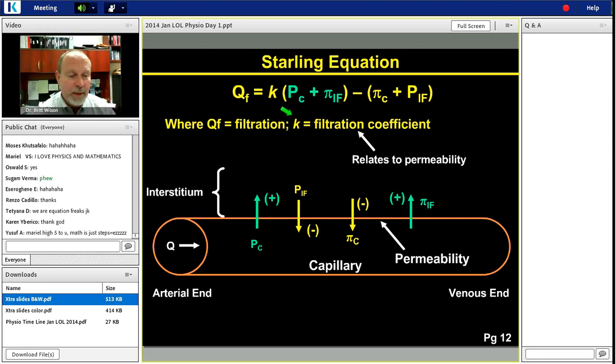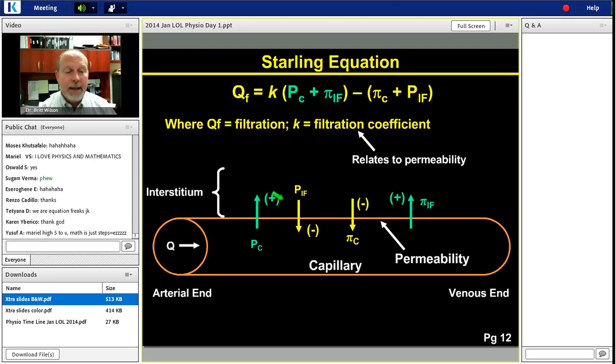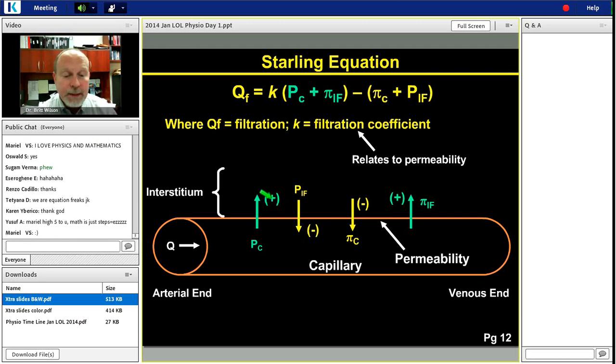You won't have to calculate a Kf on Step 1. But do know, the greater the capillary permeability, the more likely you're going to have filtration. So if I increase capillary permeability, I'm going to promote filtration. That's what you need to know for Step 1. You don't have to do the entire equation, but I'll show you how I can very easily quantitate these fundamental forces. Just remember, absorption gets negative, filtration gets positive.